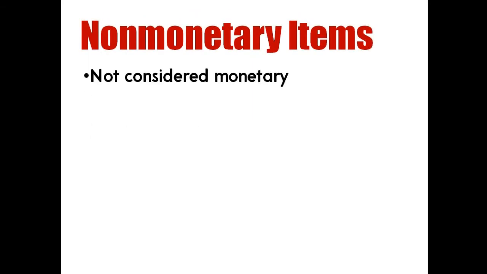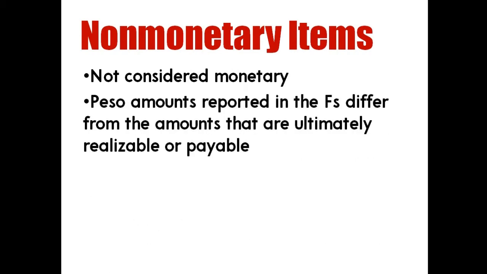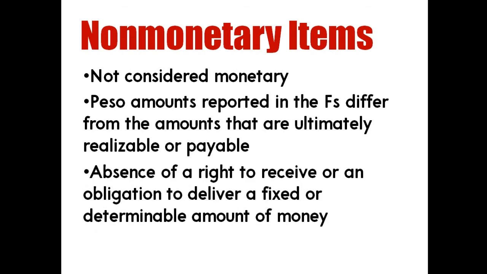Next, you have non-monetary items. Alam niyo naman sa accounting, kapag hindi siya pumasok as monetary, siya ay non-monetary. Okay? So, peso amounts reported in the FS differ from the amounts that are ultimately realizable or payable. So, hindi na yung true value niya naka-reflect sa FS. Because of hyperinflationary circumstances, it's either bababa or tataas yung value niya. Paano malalaman? Constant peso accounting. Okay? Absence of a right to receive or an obligation to deliver or fix. So, yung non-monetary items, yung hindi ka pwedeng makatanggap ng pera by using the asset or hindi mo pwedeng bayaran ng pera para mawala yung liability.